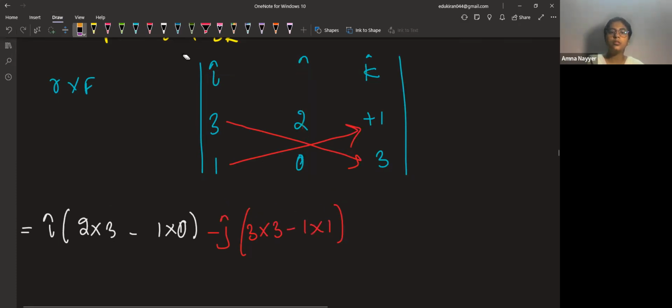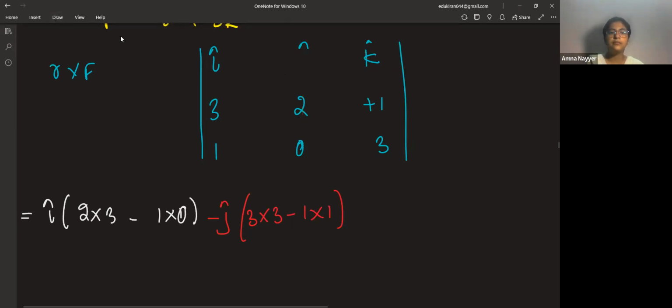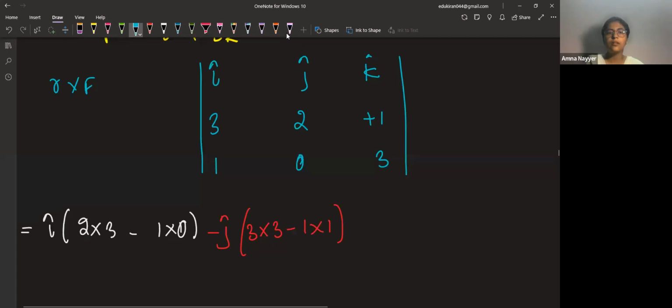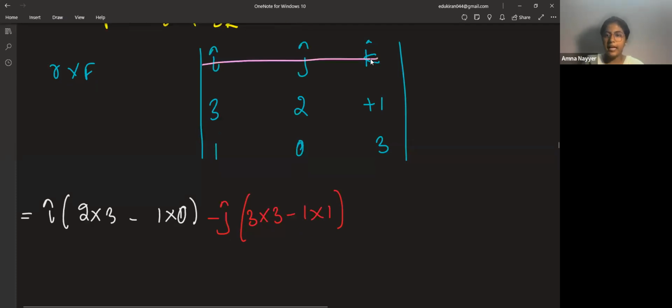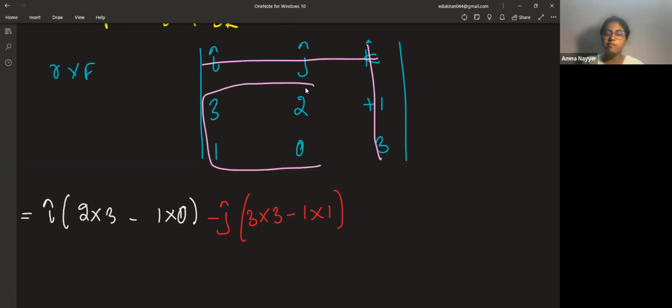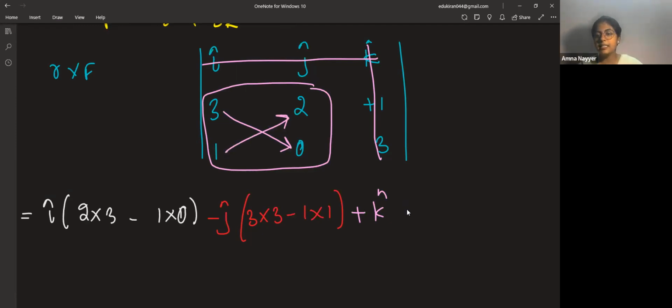Coming to the last one, K cap. Cut this, cut this. What are you left with? You are again left with 4 numbers. For I cap, you will put plus. For K cap, you will put plus. For J cap, you will put minus. What is now left? Diagonally down minus diagonally up. That is 3 into 0 minus 1 into 2. That's it, how you have to solve.